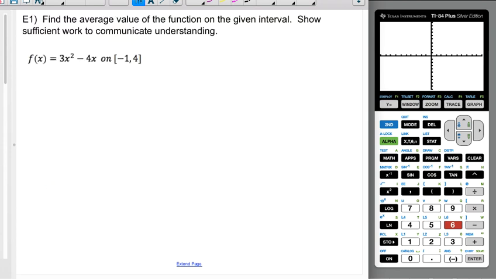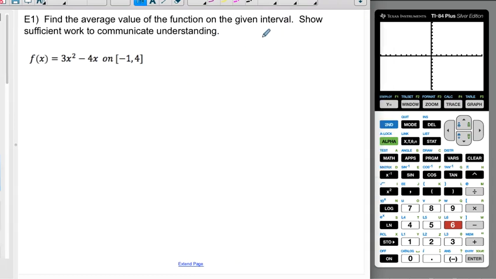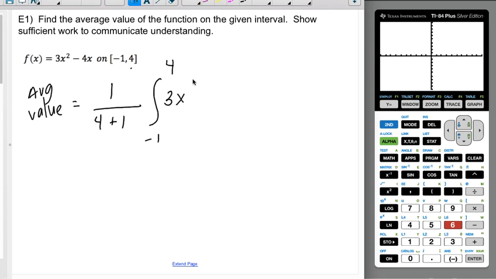All right, so let's go ahead and find the average value of a function. This is a pretty common question you'll be asked to do. Sometimes it's with a calculator, sometimes without. This one you could be expected to do on your own. So the average value is going to be 1 over b minus a, so that's 4 minus negative 1, times the integral from negative 1 to 4 of 3x squared minus 4x dx. So you have to show that setup. That's going to be really important, right? Even if something goes wrong in the integration, you should make sure you have that setup.